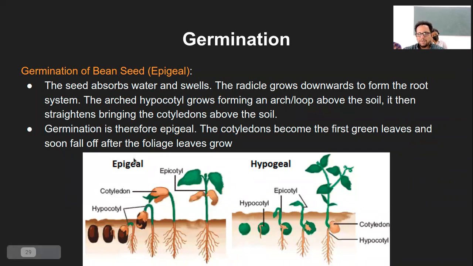So you can see the epigeal type of germination, wherein the cotyledons, you can see them here in a brownish or coffee color, are coming out of the soil and then growing further, and the cotyledons are above the ground, right? That is why epigeal. In hypogeal, the cotyledons will remain within the soil, that is below the surface of the soil. That's why it is hypogeal. So that is the main difference between these two types of germination.